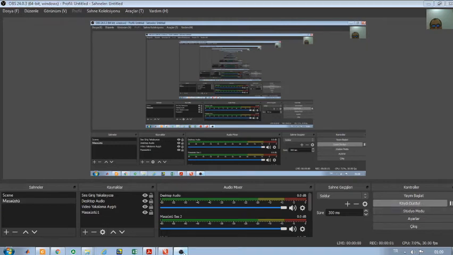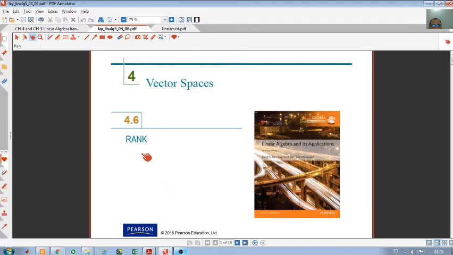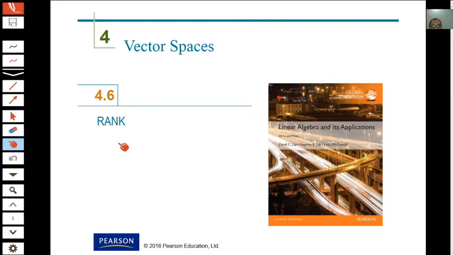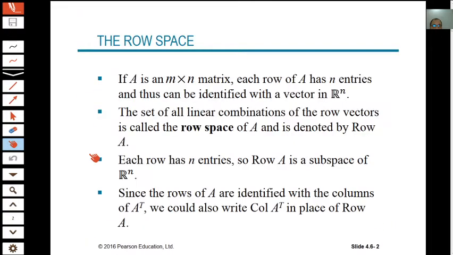Hello everyone, in this video we will cover section 4.6. In this section we will see the rank of a matrix. This is the last section of chapter 4, and after this section we will continue with chapter 5 in the next videos.